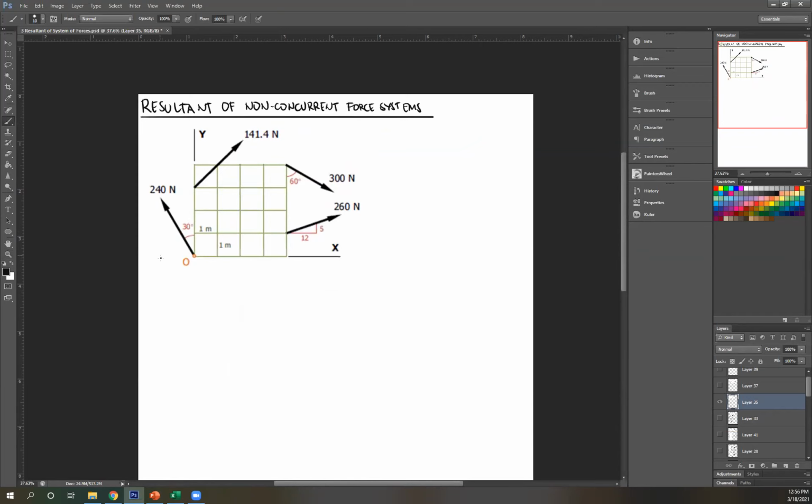So again, let's start with Rx. So Rx, let's start with the leftmost force, 240. Now look here, my angle is given from the y-axis, 30. So I can use that. Or if you're used to taking the angle from the x-axis, you can just solve this. This is equal to 60, right? Since this is 90.